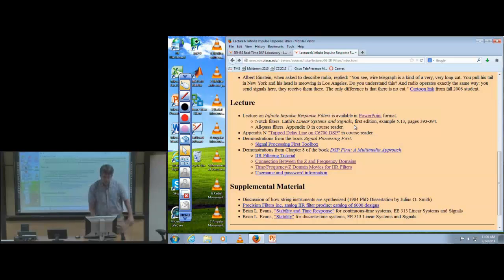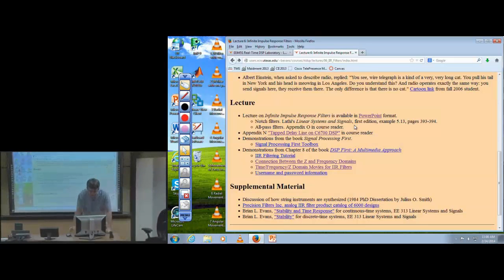There's an appendix O in the course reader to be aware of on all-pass filters that will come up today. It's appendix O.